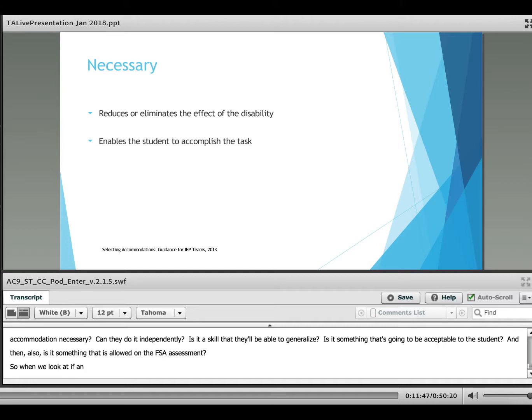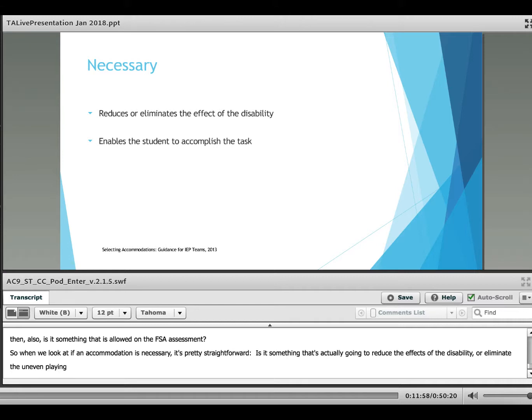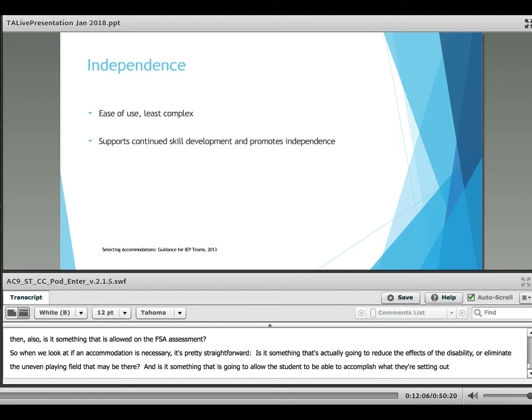So when we look at if an accommodation is necessary, it's pretty straightforward. Is it something that's actually going to reduce the effects of the disability or eliminate the uneven playing field that may be there? And is it something that is going to allow the student to be able to accomplish what they're setting out to do?